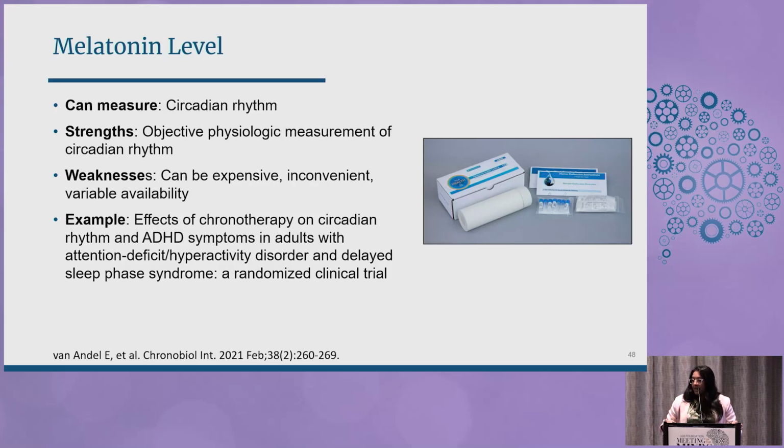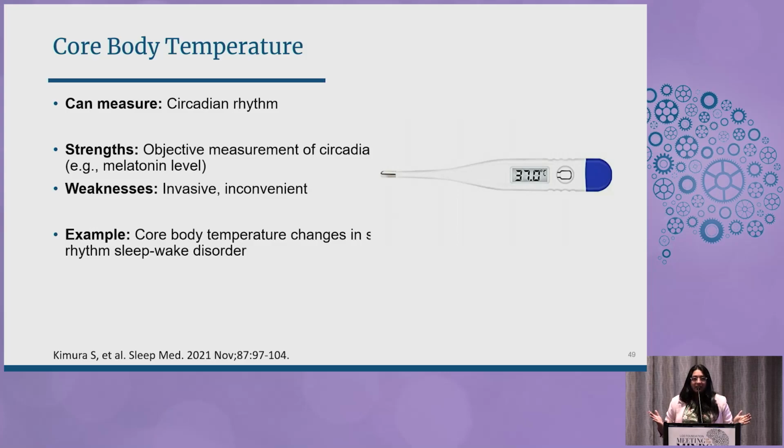There was a trial by Van Andel and colleagues. They looked at adults with ADHD who had a delayed sleep-wake phase. So they were basically night people. They fall asleep late at night. They're at their best in the evening. They wake up late. And they provided chronotherapy, so light exposure. And they found that by tracking the melatonin level, they were able to advance the sleep cycle of those people with ADHD to an earlier time and reduce the ADHD symptoms as well. Not fully. I think it was about 12%, but it was something.